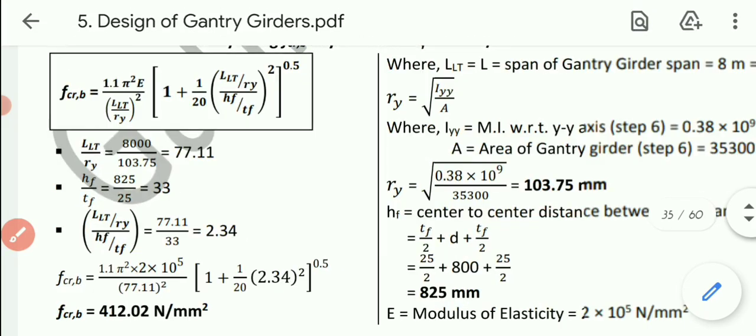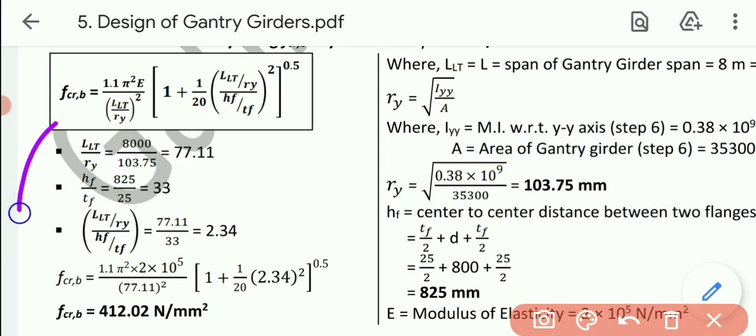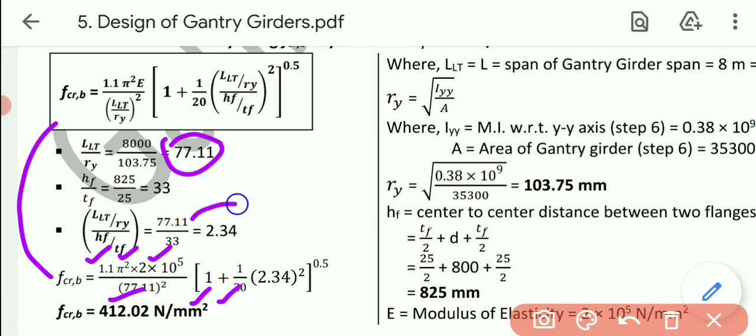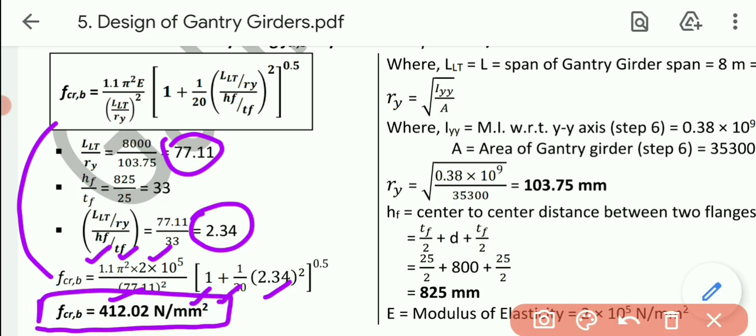So FCRB equals 1.1 pi square E, that is 2 into 10⁵, divided by LLT by Ry, that ratio is 77.11 squared, in the bracket 1 plus 1 by 20, and LLT by Ry divided by HF by TF ratio, that is 2.34 squared, whole raised to 0.5. By simplifying the term, I will get FCRB as 412.02 Newton per mm square.